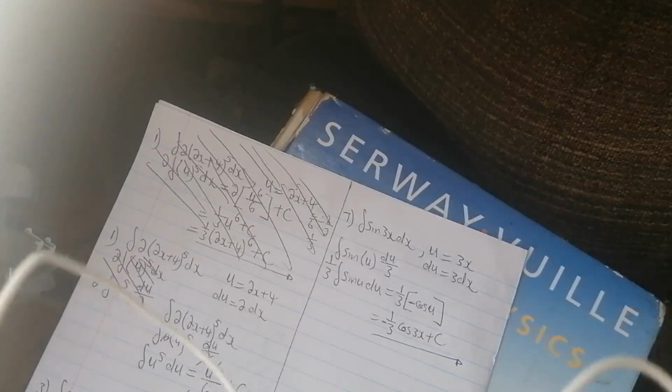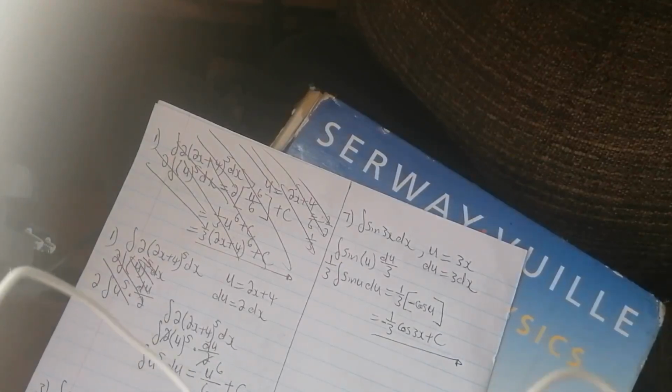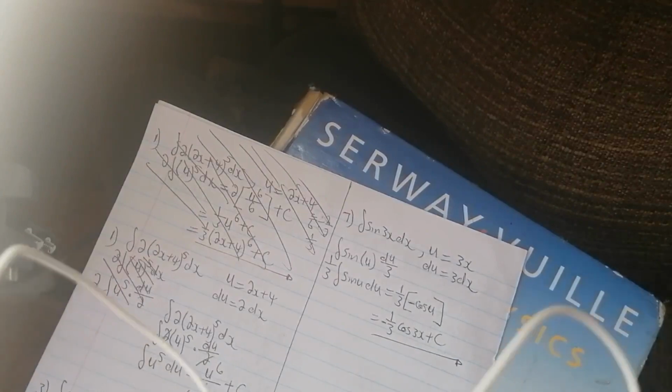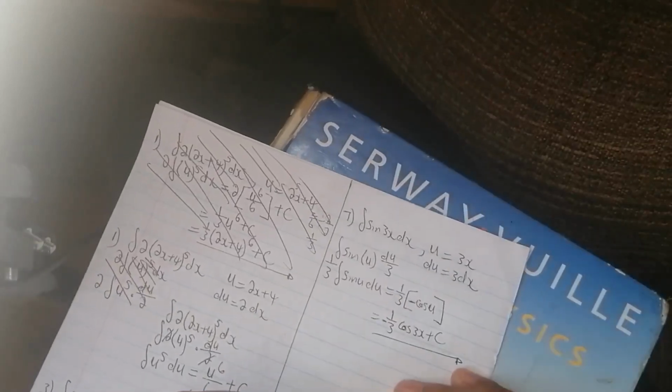This was very, very basic. It's something that we have dealt with in integration by substitution. Negative 1 over 3 cos 3x plus c. Right, and then let's continue. And let us try now to look at number 9.